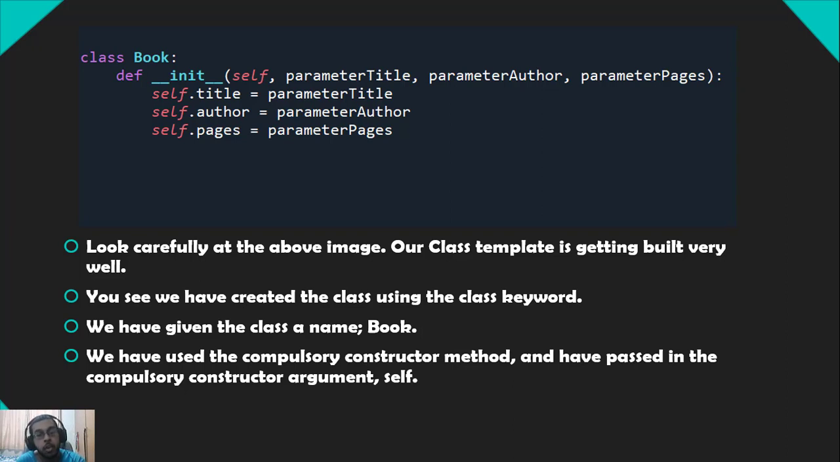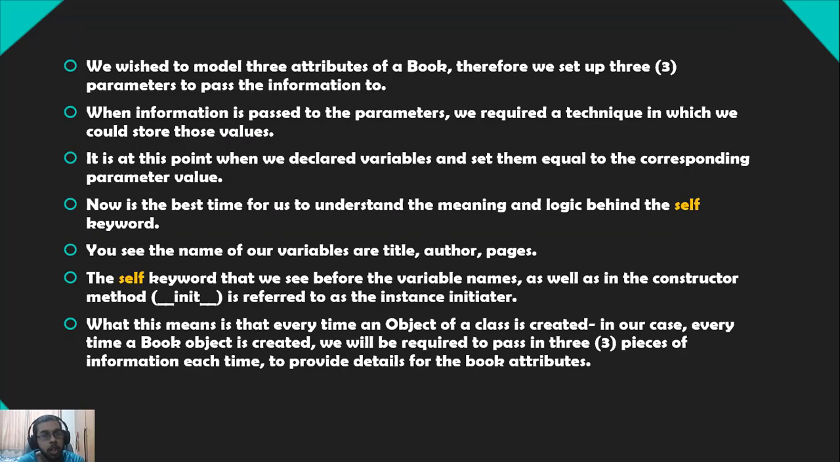You see, we have created the class using the class keyword. We have given the class a name, Book. We have used the compulsory constructor method and have passed in the compulsory constructor argument, self. We wished to model three attributes of a book, therefore, we set up three parameters to pass the information to. When information is passed to the parameters, we required a technique in which we could store those values. It is at this point that we declared variables and set them equal to the corresponding parameter value.